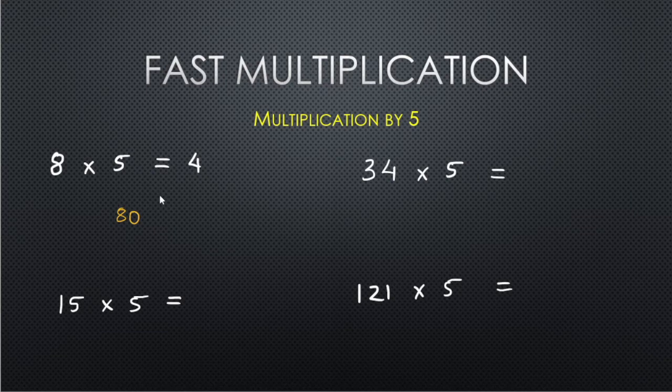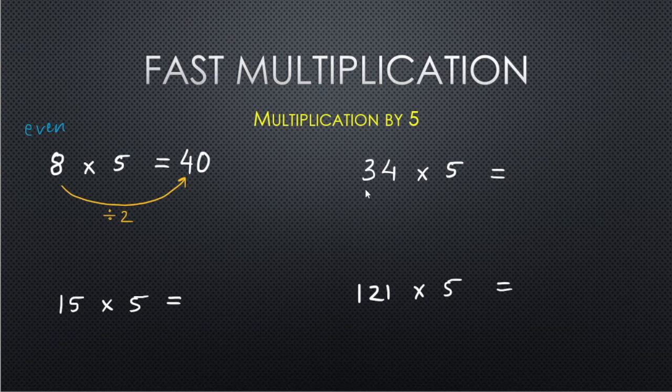Or else what you can do is take the half of the first number. That means we are going to divide 8 by 2. 8 divided by 2 is the same thing as finding the half of 8, which is 4. And since 8 is an even number, we'll just put a 0 over there. That's it. It works with all the even numbers.